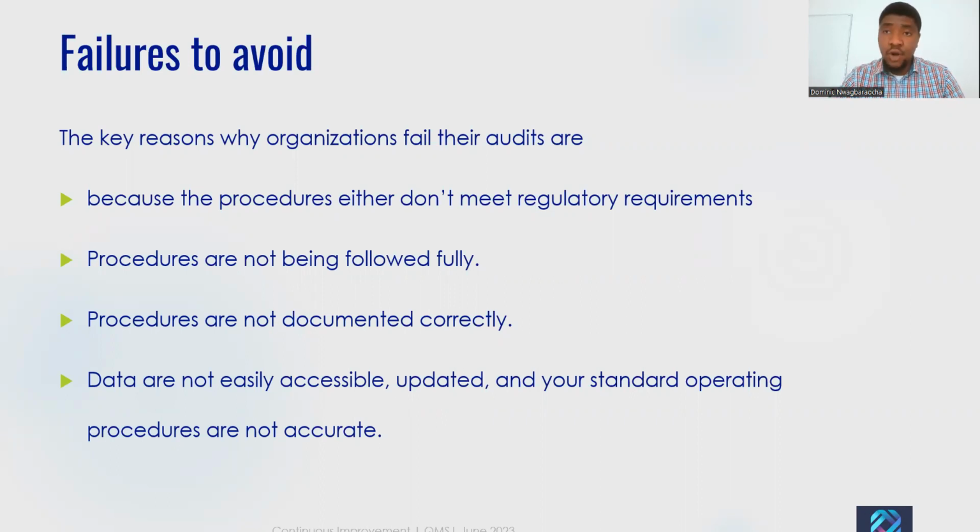Procedures are not being followed also by your own team. Internally, you're not following your procedures. They're not documented correctly. You're doing something different from what you currently have written in your procedures. The data are not easily accessible. They're not updated. Your standard operating procedures are not accurate. And it doesn't just lead to failure, it also leads to frustration of the auditors. So these are the things that you need to avoid during your audit.